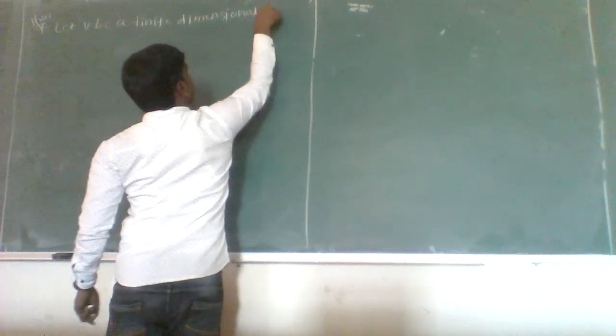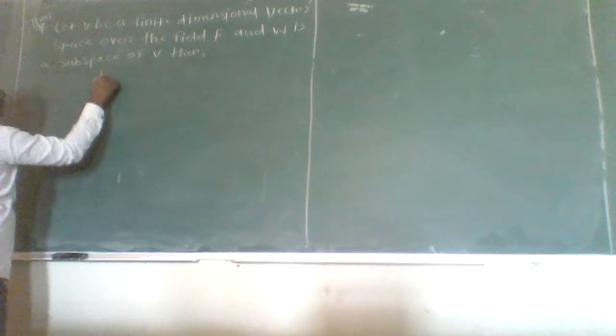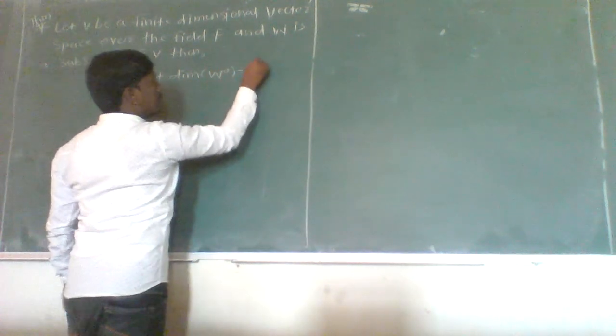Next there is one important theorem. Let V be a finite dimensional vector space over the field F, and W is a subspace of vector space V. Then dimension of W plus dimension of W annihilator is equal to dimension of vector space V.